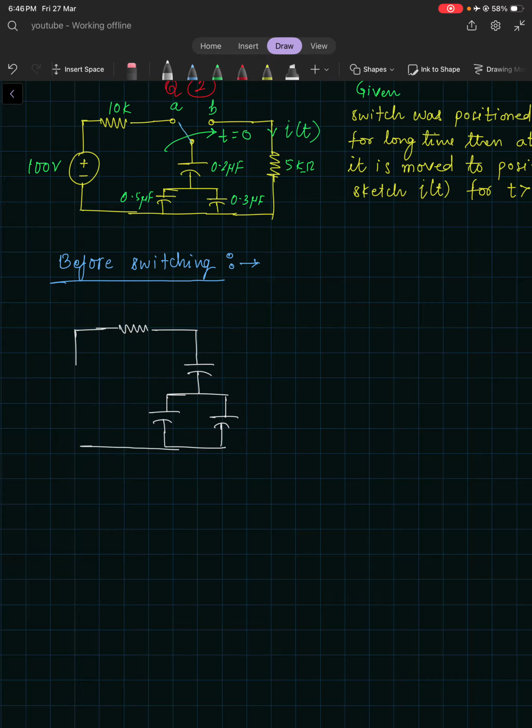Again, how much? 100 volts. I don't know why these questions give this 100 volts, or maybe I have written it wrong. 10 volts is okay, 20 volts is okay, but 100 volts. Anyways, let's take 0.2 microfarad, 0.3 microfarad, and 0.5 microfarad. So this was the case before switching, right?